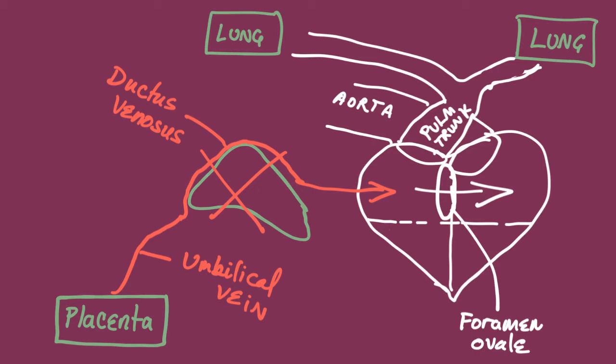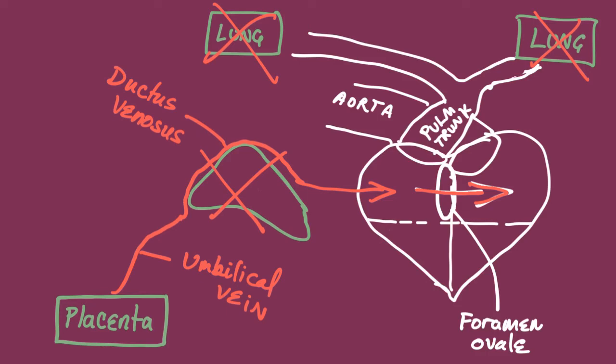This is largely because the lungs are not functional. So there's no point in sending a whole lot of blood to the lungs. And also the lungs have a very high level of resistance to flow for a variety of reasons, because there's fluid in the lungs and it causes resistance to flow. So not much blood goes to the lungs. So instead the blood gets shunted into the left atrium.